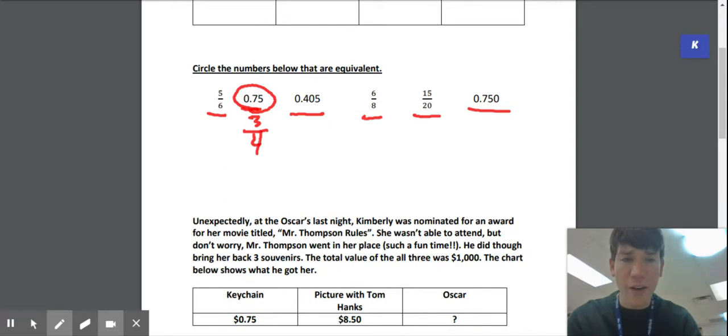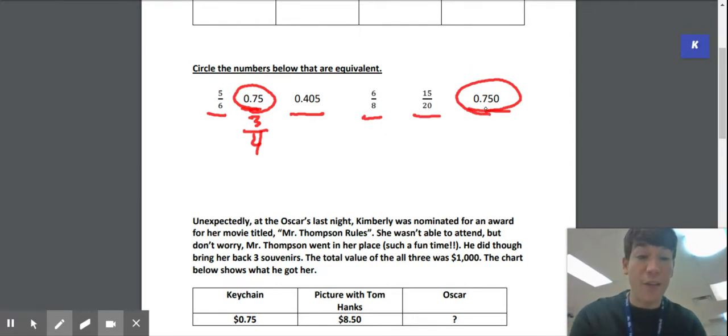And then 750 thousandths. Well, notice 750 thousandths is the exact same thing as 75 hundredths. All we've done there is add a 0 in the end. So it's an equivalent decimal. Now, if that's true, I know that 405 thousandths can't be equivalent because it's not the same thing as 750 thousandths. And it's also not the same thing as 5/6 because 5/6 is more than half, and 405 thousandths is less than half. So I know those two things can't be the same.